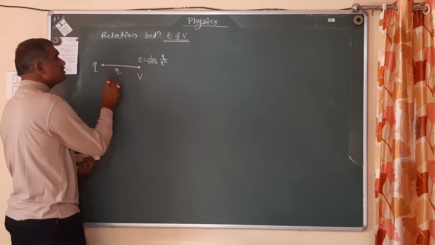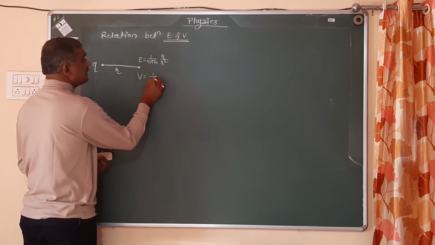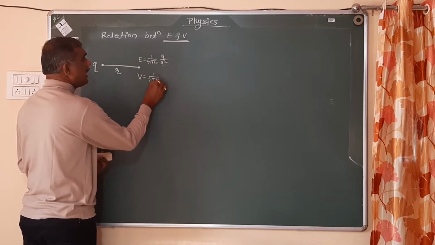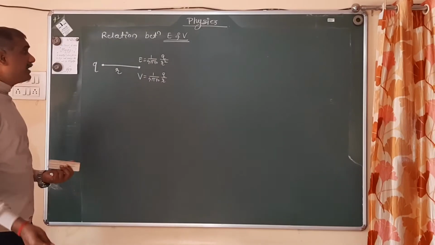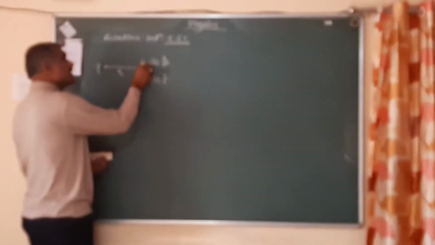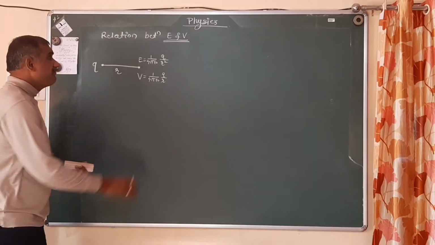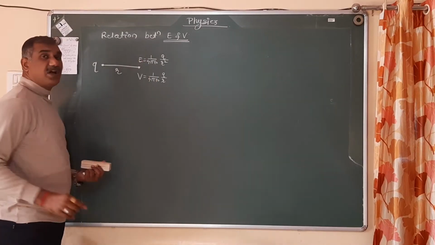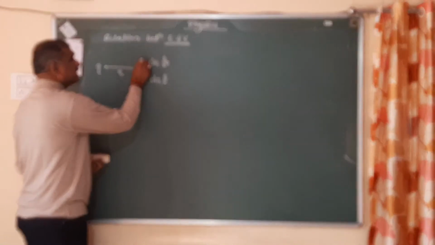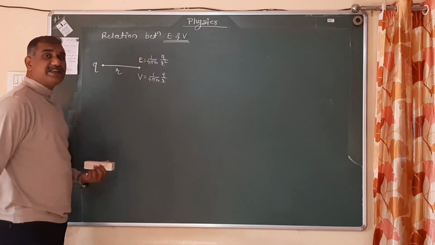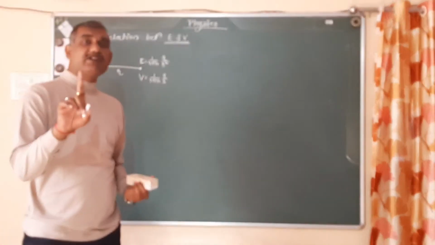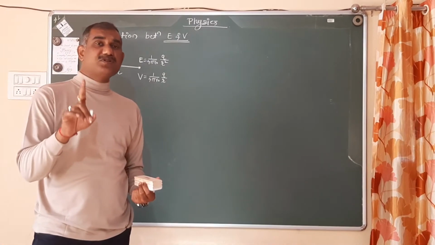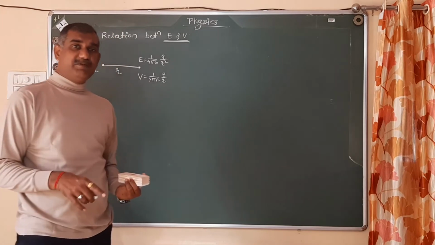distance R from the source charge is exactly equal to 1 upon 4 pi epsilon 0 Q divided by R. At the same time, by defining electric field intensity, we obtain this value due to a point charge. How do we define electric field intensity? Electric field intensity at a distance R is nothing but the force acting on 1 coulomb charge, that is called force per unit charge at that point.